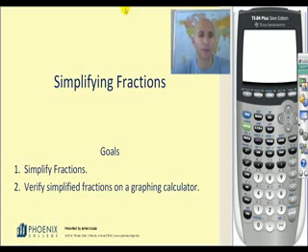Hi, let's take a look at simplifying fractions. The goals of this video will be to simplify fractions and also to verify simplified fractions on the graphing calculator.